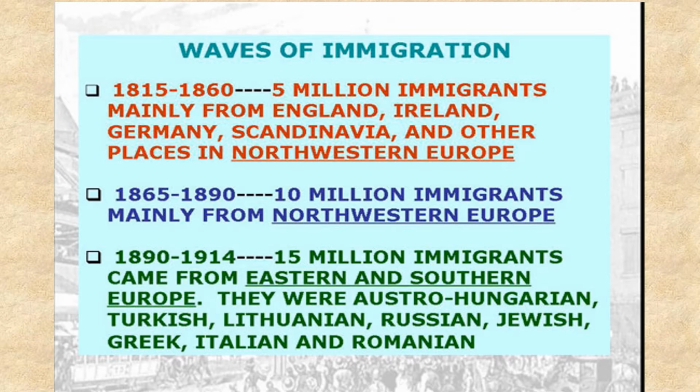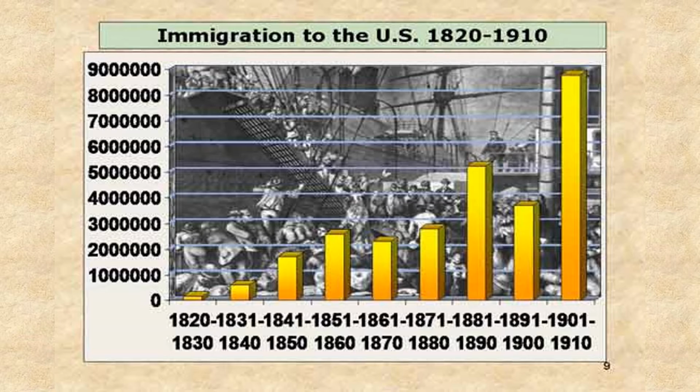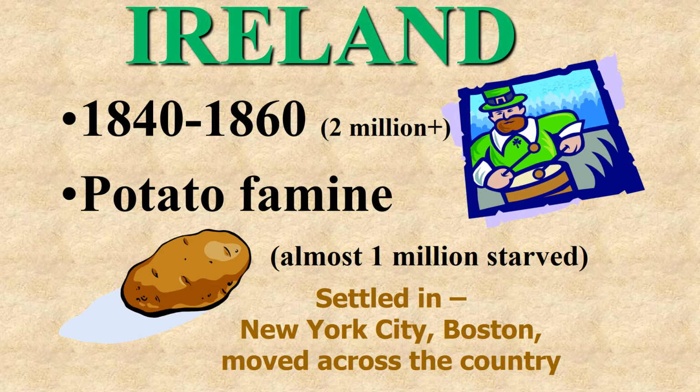And then 1890 to 1914, that's our third wave, 15 million immigrants. And these are from Italy and Greece and Romania, our Jewish immigrants from Russia and from Germany, Turkish, Lithuanian, Austria-Hungary. So this is a very different type of people, and these are the three waves of immigration into the United States. So again, here's another chart, and this shows the immigration, people coming into the United States from 1820 through 1901. So let's talk about some of these groups.